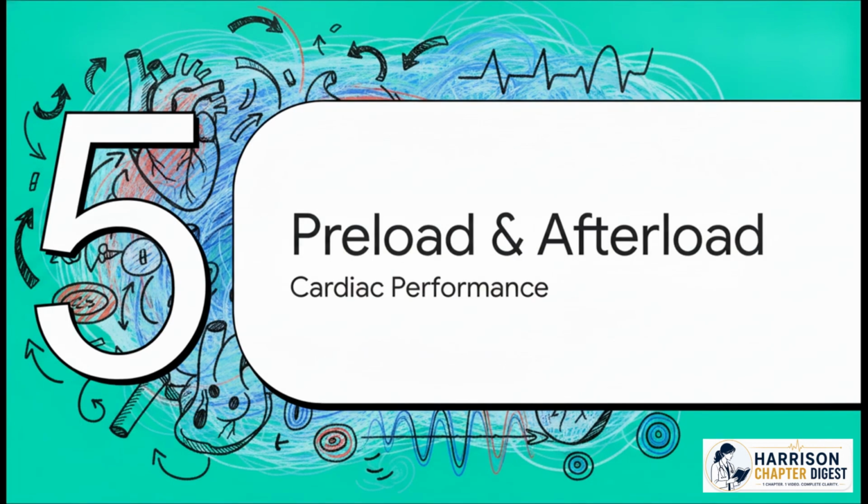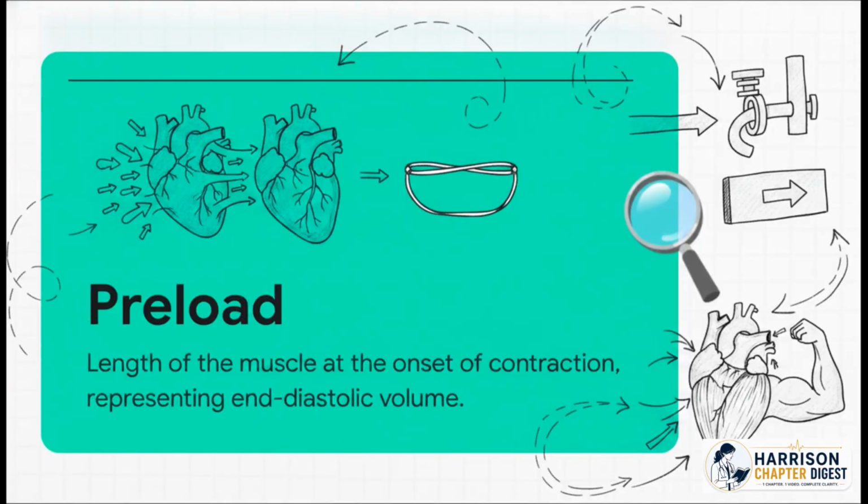Section 5. Preload, afterload, and contractility. All right, let's zoom back out to the entire organ. There are three master variables that completely determine how much blood your heart can pump with every single stroke. First is preload. Think of preload as how much blood fills and stretches the heart right before it beats.